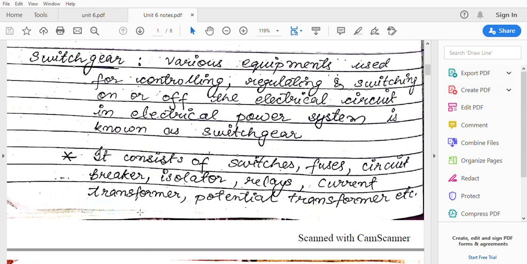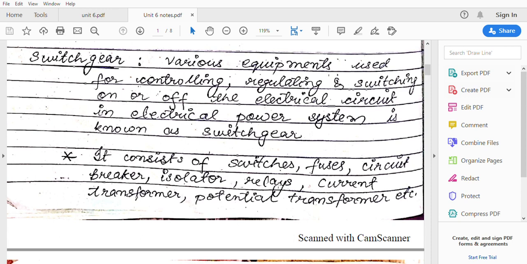It consists of various kinds of switches. It consists of fuse wire. You might have studied, it is a wire which breaks down when more than the rated current flows through it. Then there are circuit breakers. Circuit breakers are devices which break the circuit on load. An isolator is a device which breaks the circuit off load. When there is no loading, it is used in order to minimize the leakage current.